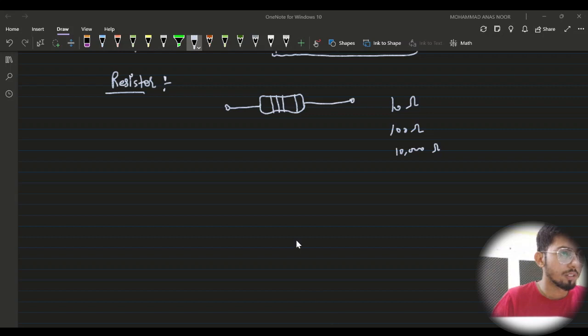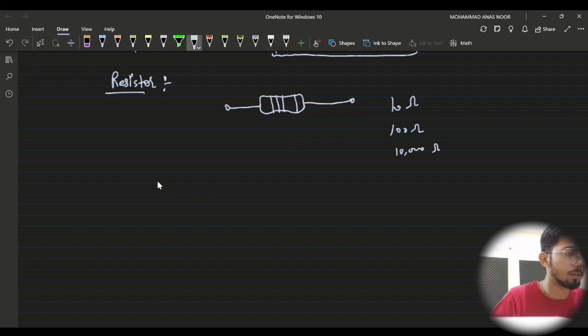So what does each of these represent? For example, we have four: first, second, third, and fourth. Now these are colors. So first maybe red, second maybe blue, and then orange, whatever. But the fourth one is always gold or silver, or there is no fourth color at all. But the first three can be any one from the table 3.2.